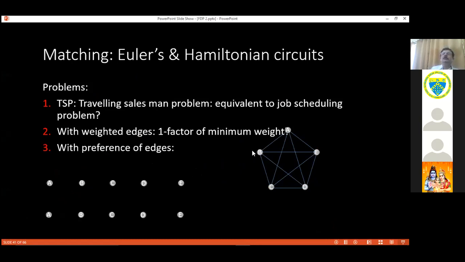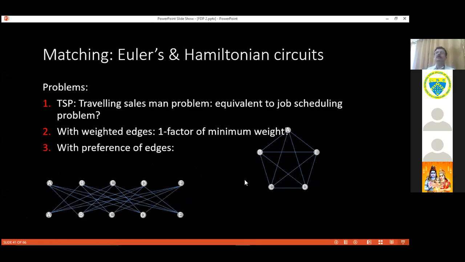I will write now the complete graph as a bipartite graph representation. I told you in the beginning, every graph can be represented as a bipartite graph by replicating the vertices and writing the corresponding edges. This is the bipartite representation of this graph.